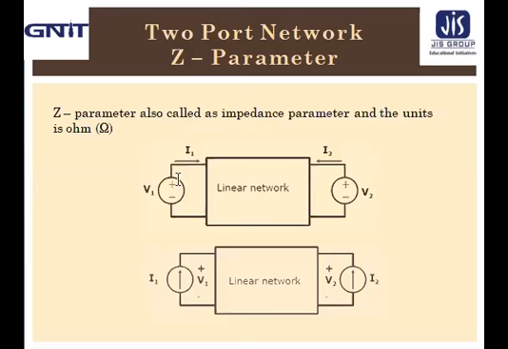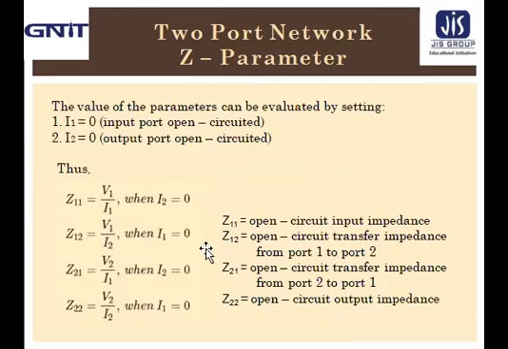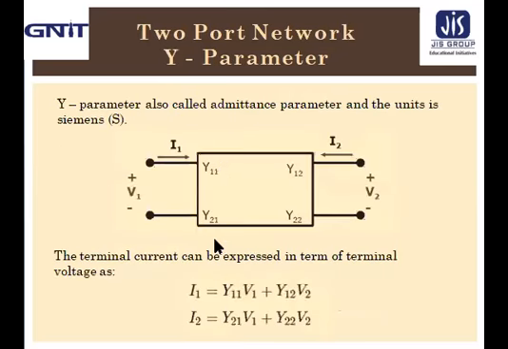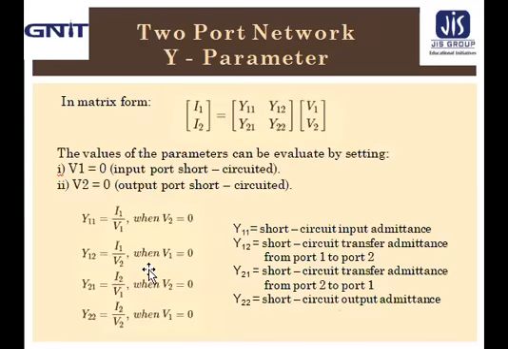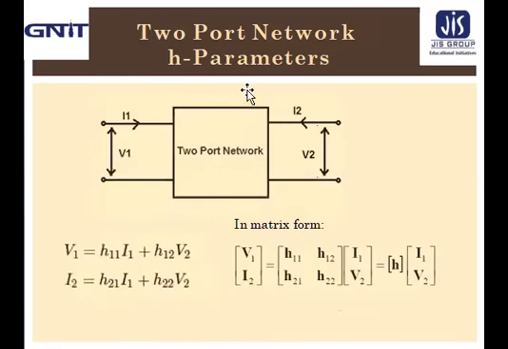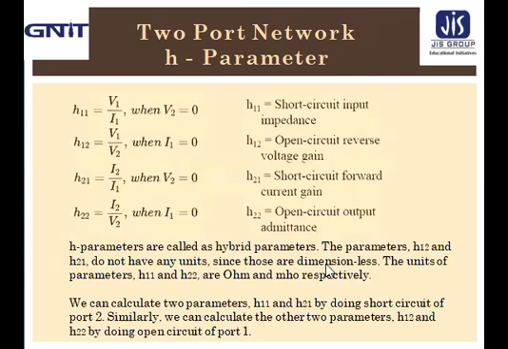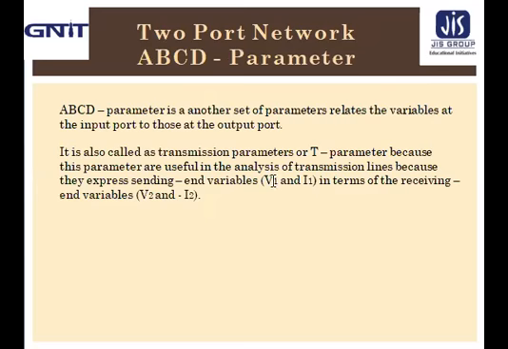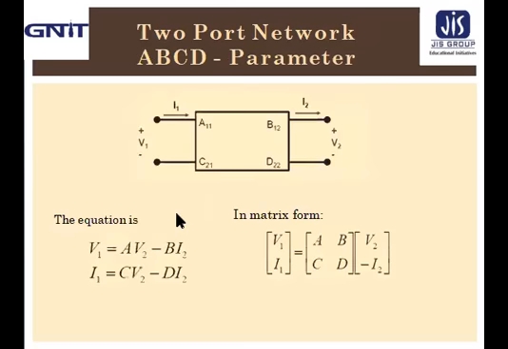That was the Z parameter matrix and its representation. Next was the Y parameter, the equation, the matrix and the parameters. Next was the H parameters, same for the H parameter, that was the expression and the matrix. Next was the ABCD parameter, and that is the equation and the equation in matrix form.